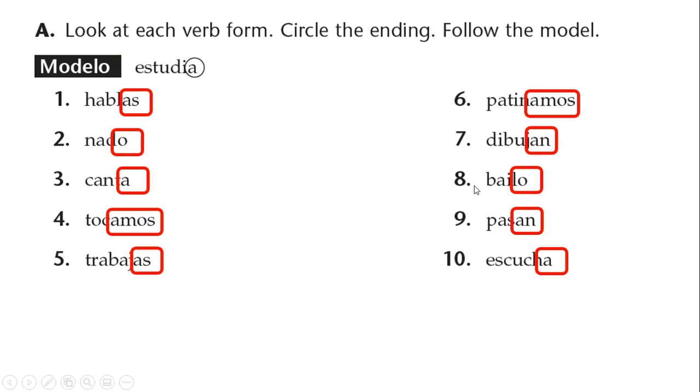So like this one right here, bailo, the bail from bailar tells us it's dance, and the O at the end tells us it's I dance. Dibujan, the dibuj, that part is from dibujar, and that's draw, and the AN tells us that either they draw or you all draw.